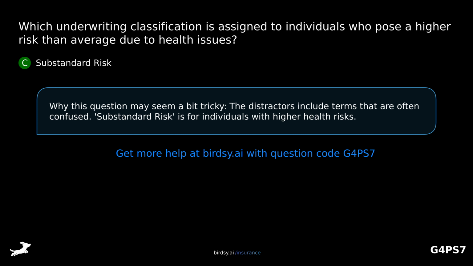Why this question may seem a bit tricky. The distractors include terms that are often confused. Substandard risk is for individuals with higher health risks.